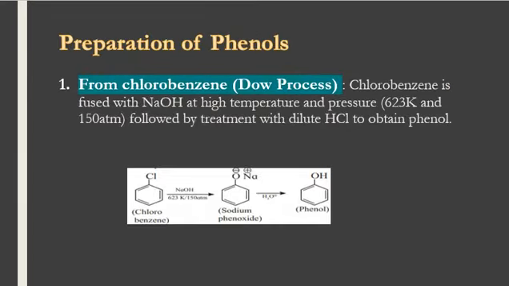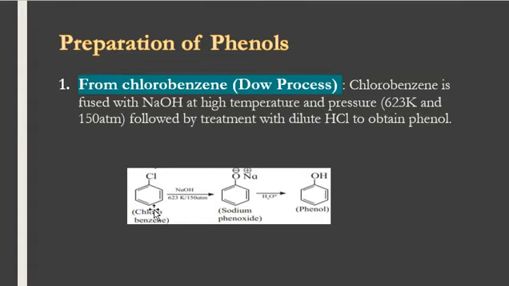Now preparation of phenols. The first preparation is from chlorobenzene, which is also called Dow's process. Chlorobenzene is fused with sodium hydroxide at high temperature and pressure, which is 623 Kelvin and 150 atmospheric pressure, followed by the treatment of dilute HCl, we will obtain phenol.